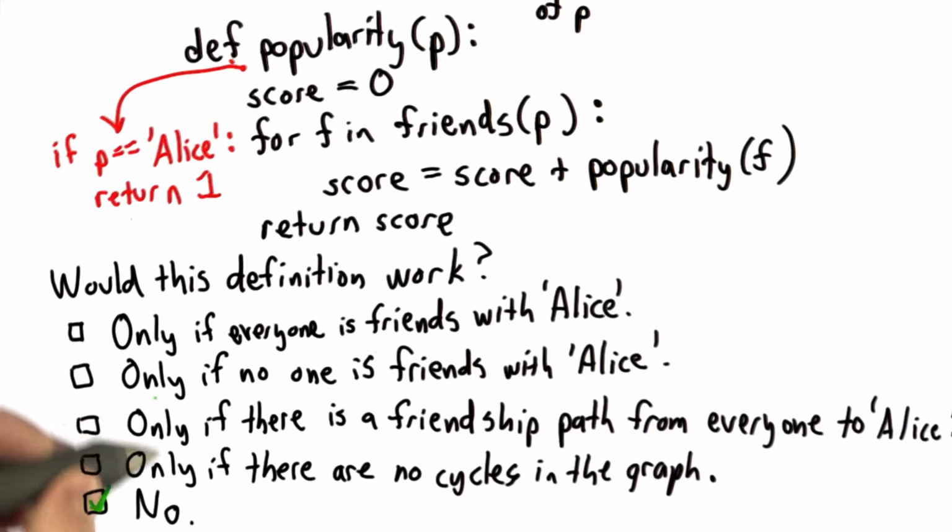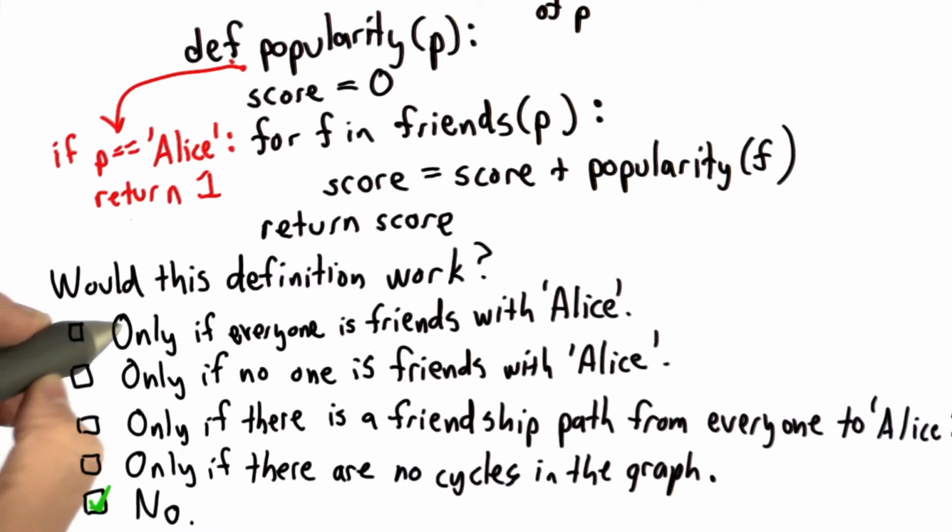So the answer is no, that even with any of these restrictions, we still don't have a good definition. So let's consider all the restrictions. The first one was if everyone is friends with Alice. That would only work if they don't have any other friends.